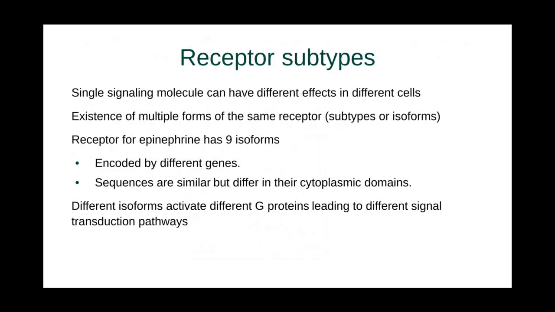So as we approach the end of all this fun receptor stuff, we should make mention that there are different receptor subtypes. Now, a single signaling molecule like epinephrine can have multiple different effects in different cell types. We've already talked about that a little bit. But what this implies is that there's multiple forms of the same receptor. These we would call different subtypes or different isoforms. Isoform just refers to a slightly different shape. Remember, protein shape matters a lot. Changing a protein shape slightly changes function.